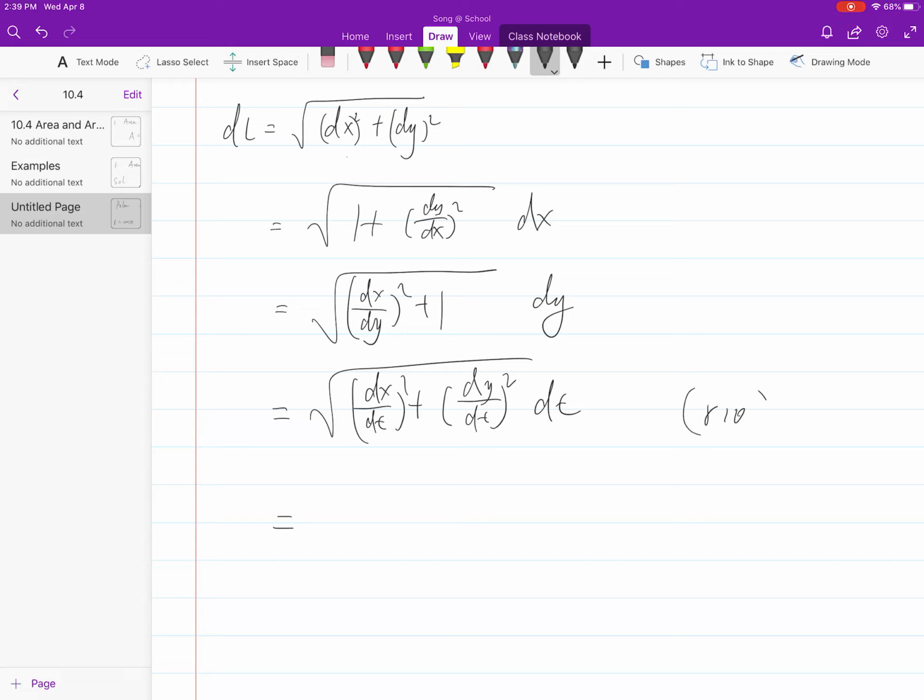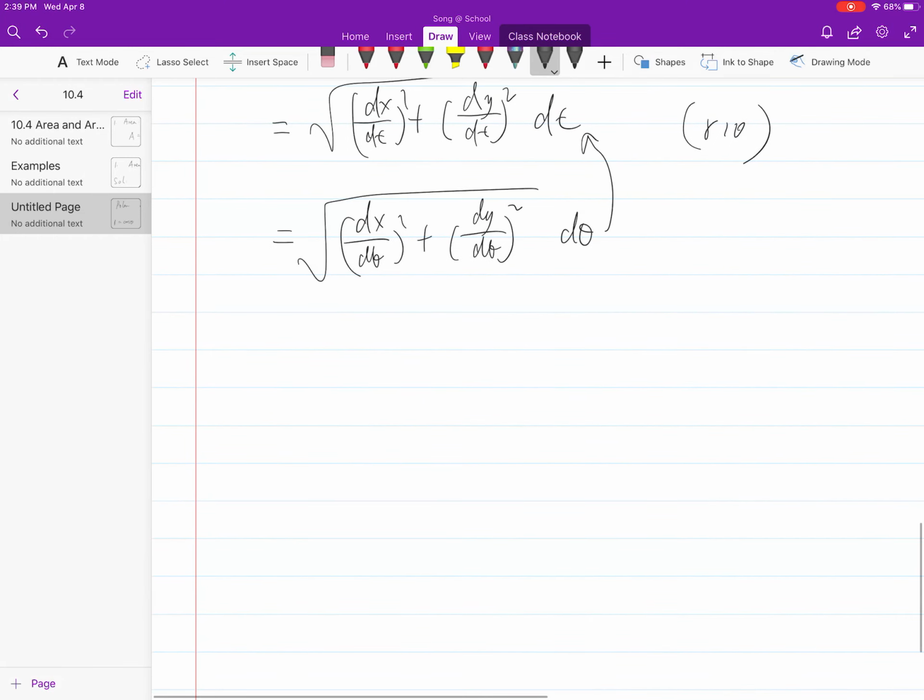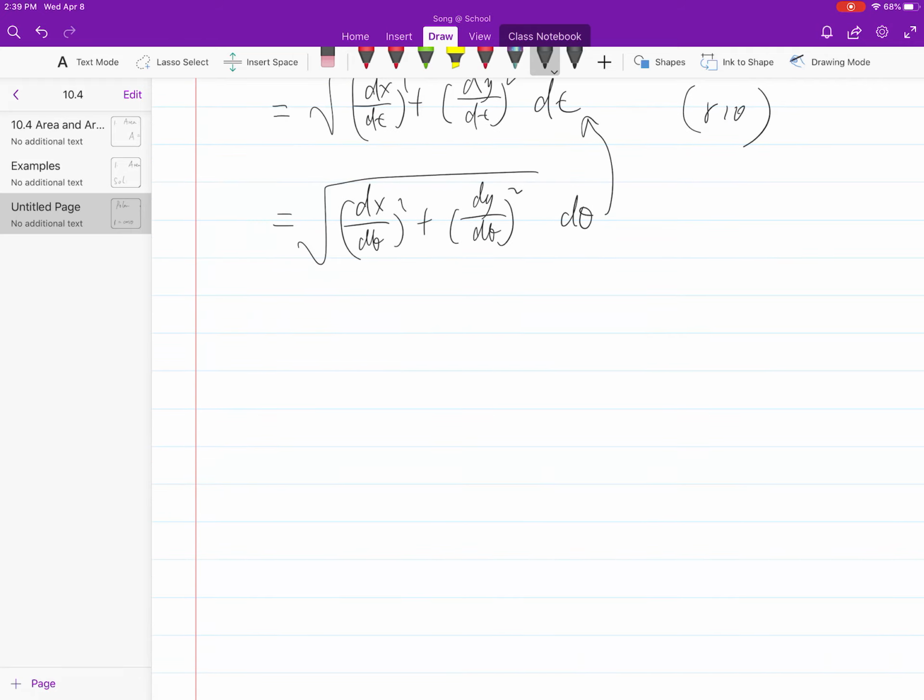Okay. Now for r theta, polar coordinates, we want to do d theta instead. So what do you think? Then the formula looks like this: dx over d theta plus dy over d theta, both squared. Which is similar to what you have here, except you replace your t by d theta because this time you want d theta. So from here we can see the arc length formula is really easy as long as you know what variable you want to use.